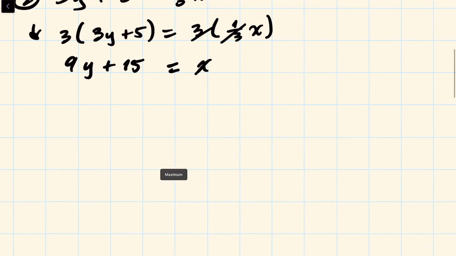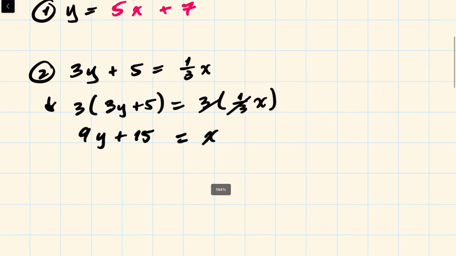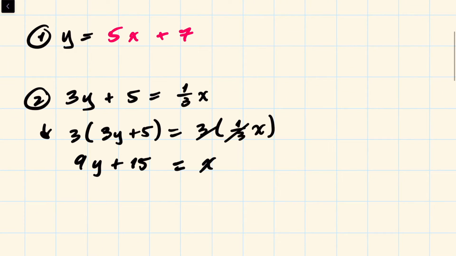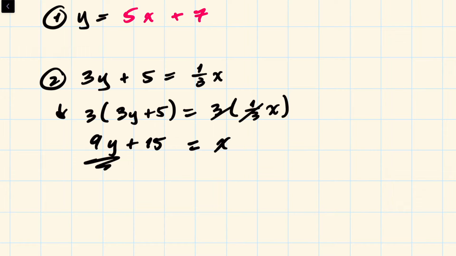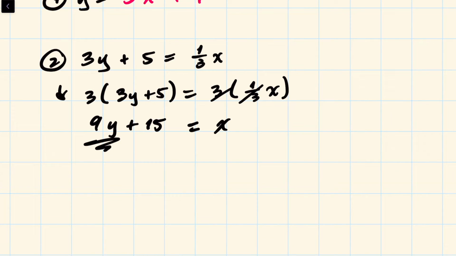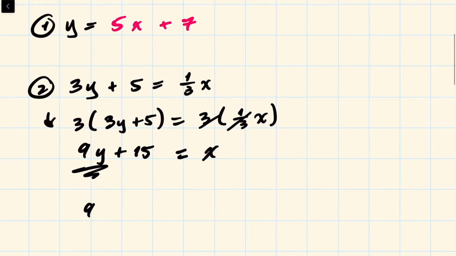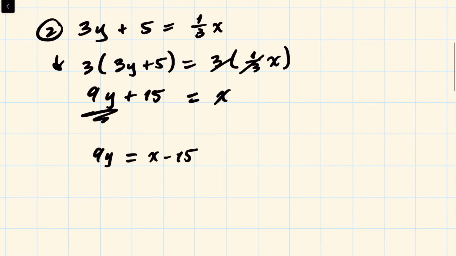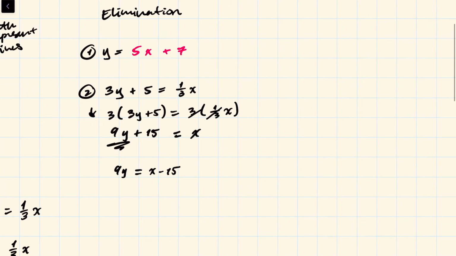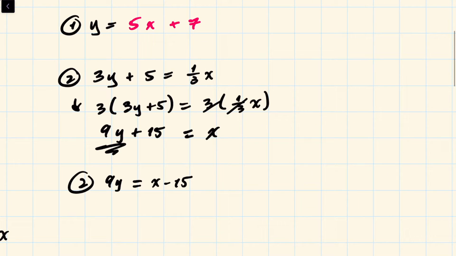Okay, so we have two equations now, right? And they kind of look similar in a way, right? But I'm going to try and get this y term by itself, and you'll see why in a moment. So 9y equals x minus 15. Bringing that over to the other side there and changing the sign. Subtracting 15 from both sides. And so now we have this as equation 2, and that as equation 1.